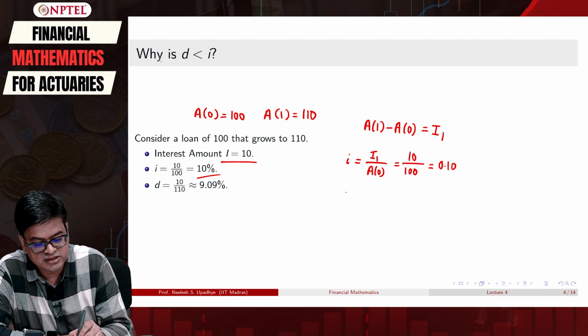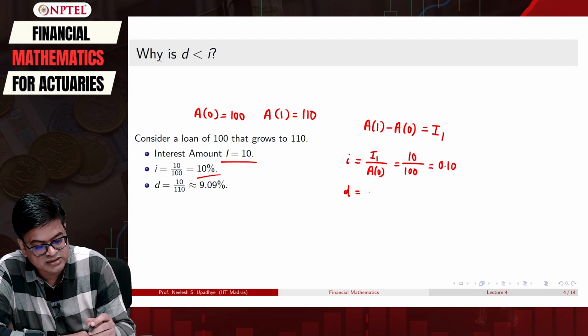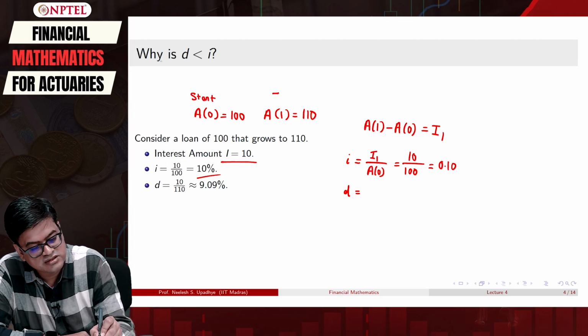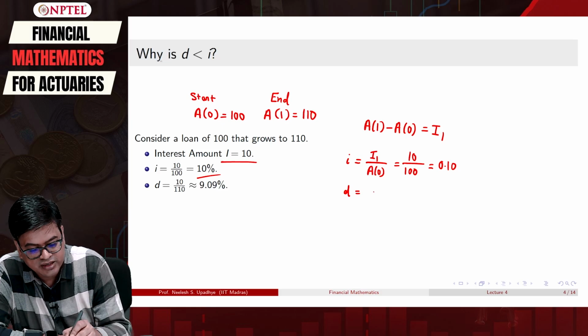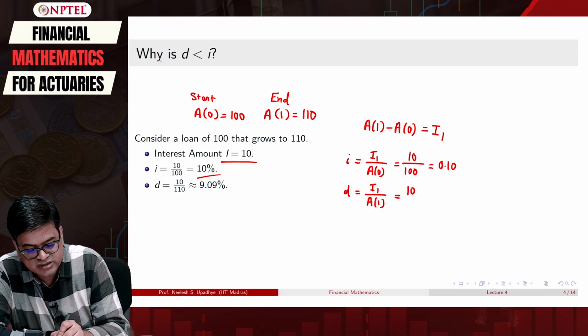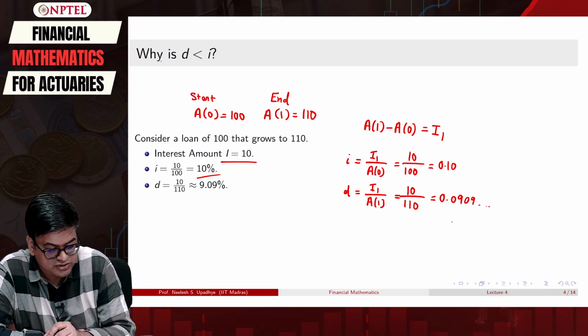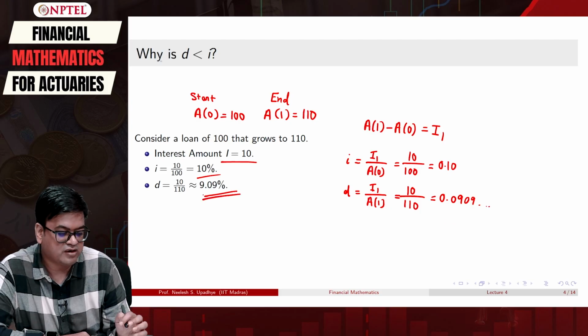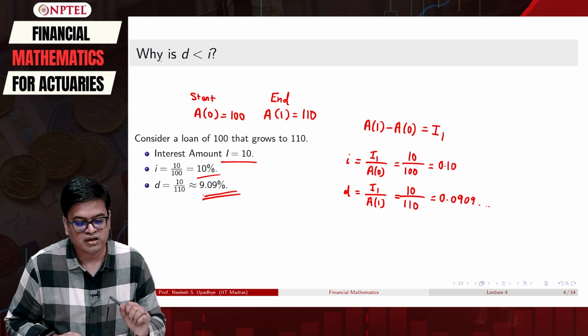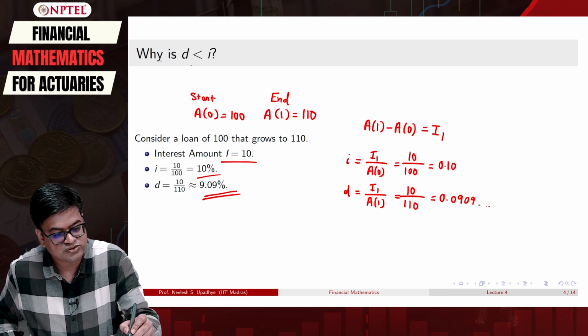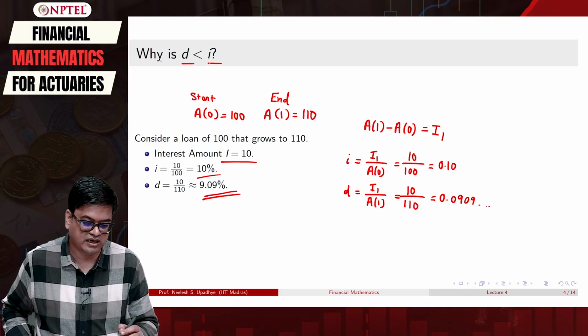Similarly, when I calculate this D, according to our assumption, we will use the end capital. So here this is the start and this is the end. So I will use end capital. So it will be I1 divided by end capital, which is A1, and then it will turn out that this is 10 upon 110. That will give me something like 0.0909 and so on, right. So that actually becomes the discount rate of 9.09%. So the basic question that we are trying to solve here is why D is less than I.